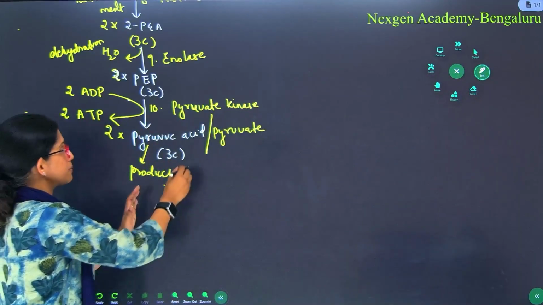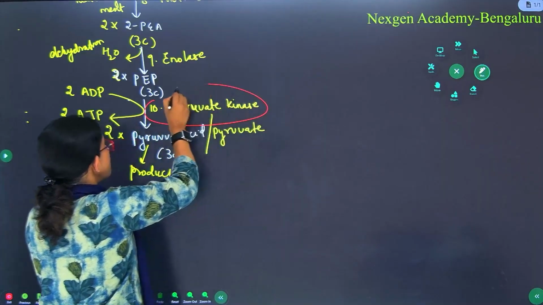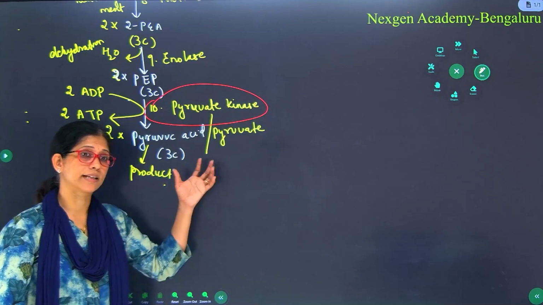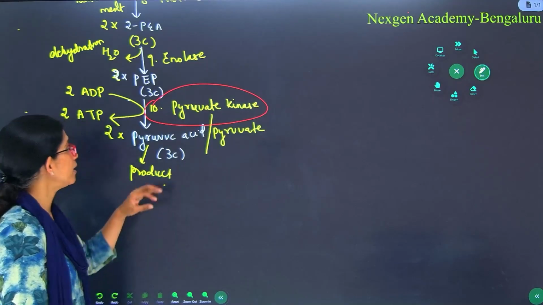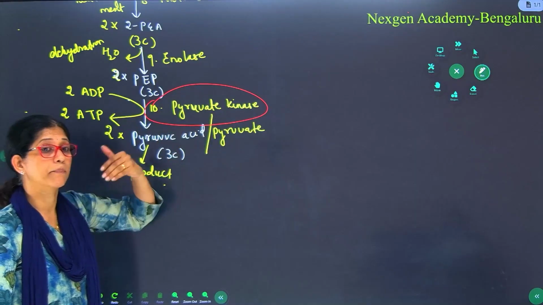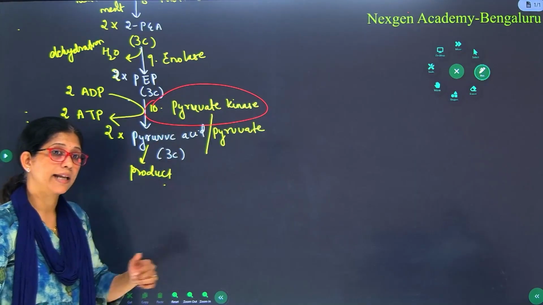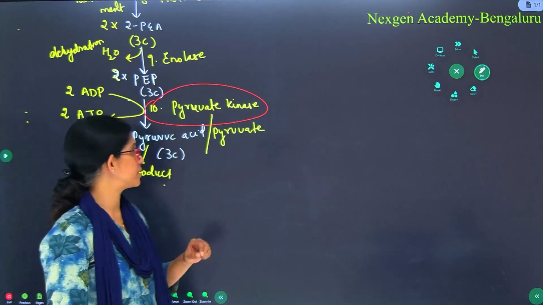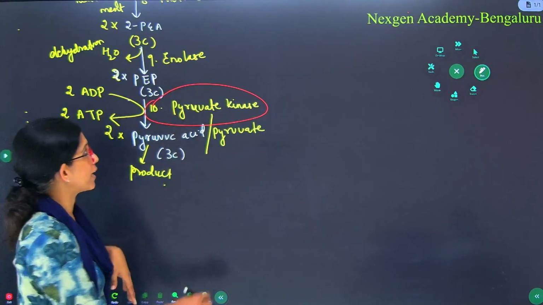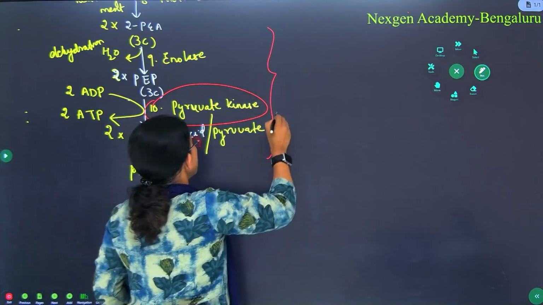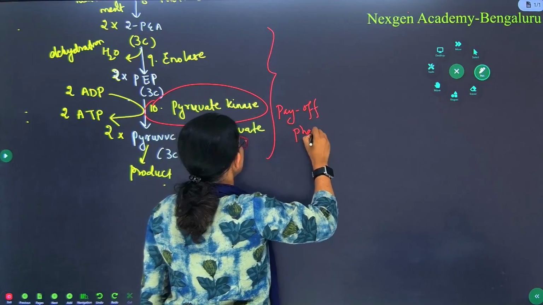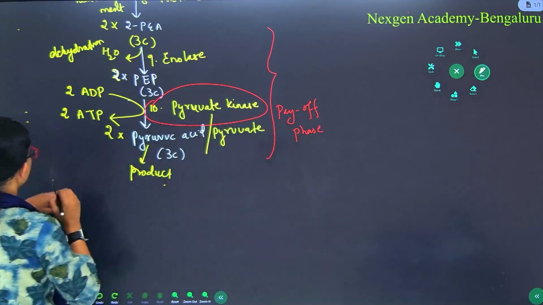Although I wrote all 10 enzymes, if you remember these 3 enzymes, it will be very helpful for answering most questions related to the enzymatic part of this process, right? So this is the 3rd and final enzyme that plays a major role in guiding and regulating glycolysis, right? So this is pyruvate kinase. This phase that we have just seen is known as the payoff phase, right?